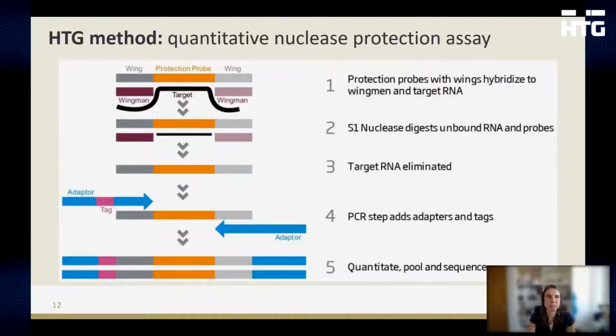I want to quickly comment on the HTG method. Sebastian is later on going to go a bit into depth on that. The HTG method is a quantitative nuclease protection assay, and the method prepares a DNA library for NGS sequencing. The protection probe binds specifically to the RNA target. After that, unbound RNA and probes are digested. Target RNA is eliminated and PCR-based adapter and tag addition is done, and the probes are then quantitated, pooled, and sequenced on IonTorrent or Illumina platform.